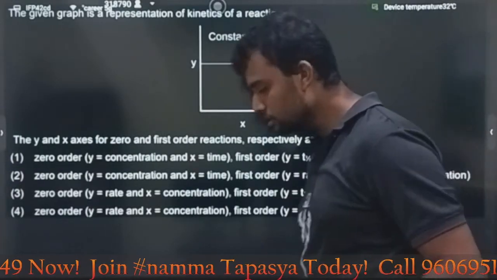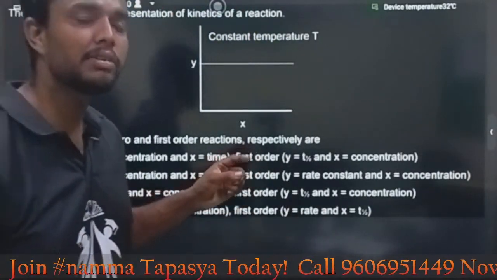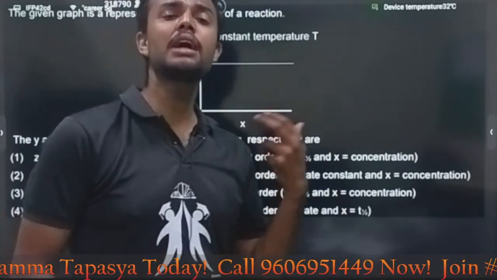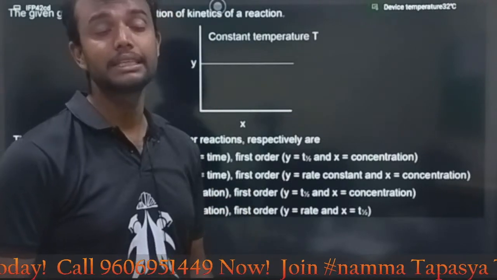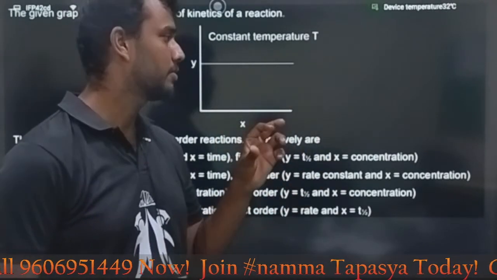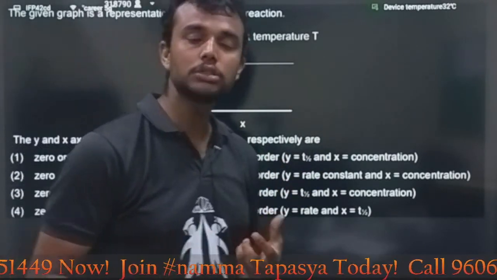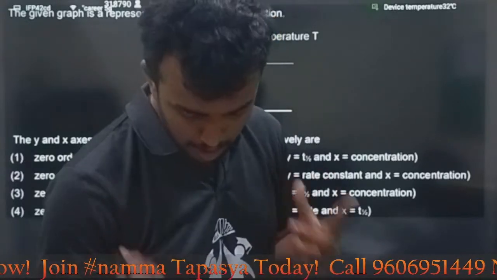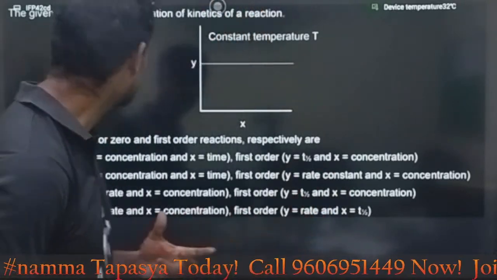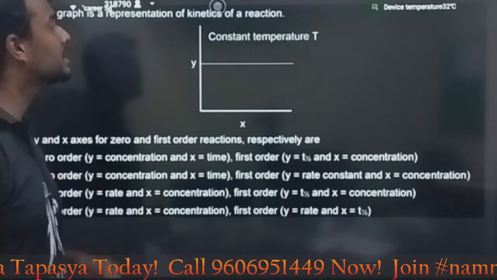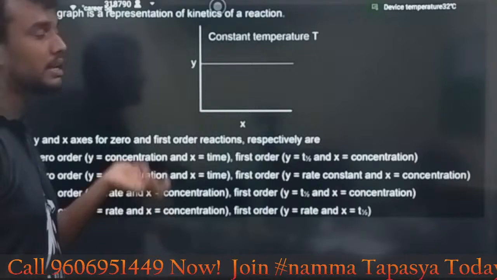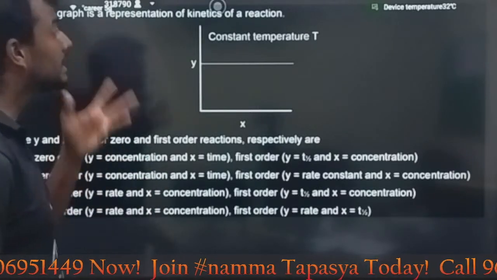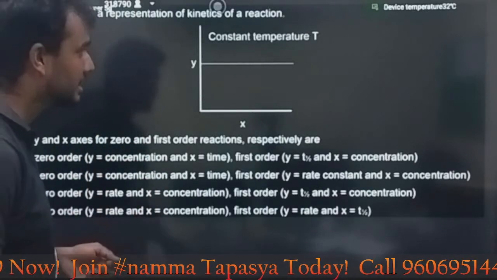Option C. Now, my dear students, graphical representation in the case of chemical kinetics. Whenever I taught you guys, I already explained that graphs are important. Focus on graphs. If you focus on graphs, you will get good marks. My dear students, look here. The given graph is a representation of the kinetics of a reaction. This is the graph which will represent chemical kinetics.